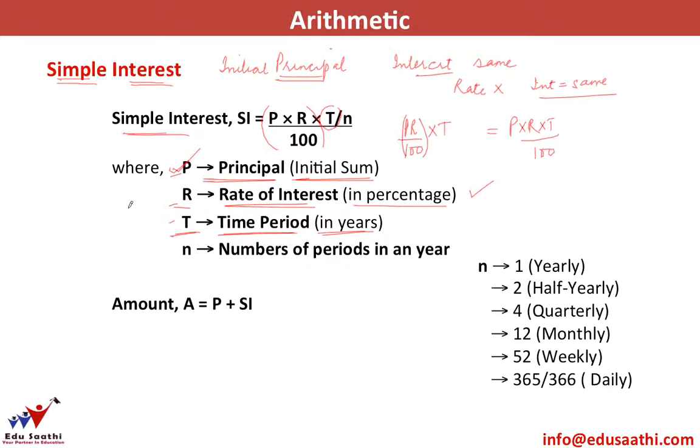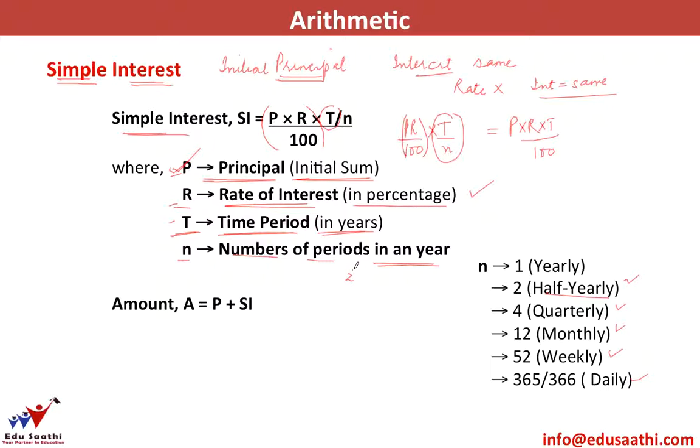However, if the interest you are getting is not a yearly interest, you are getting it every half year or quarter or monthly or weekly or daily, then this T number of years has to be divided by N. The value of N would vary depending upon the interest frequency. This N is the number of periods in a year. So if I'm talking about half yearly, you have 2 half years in a year.